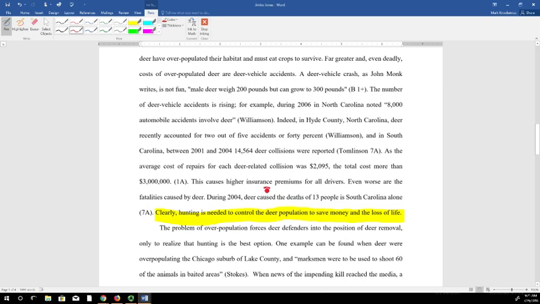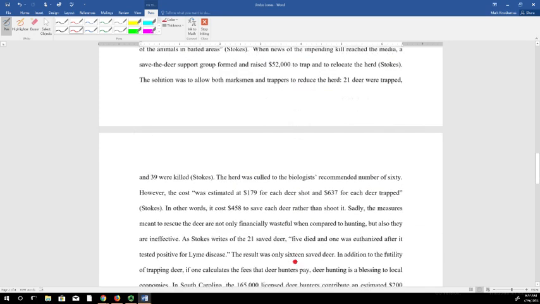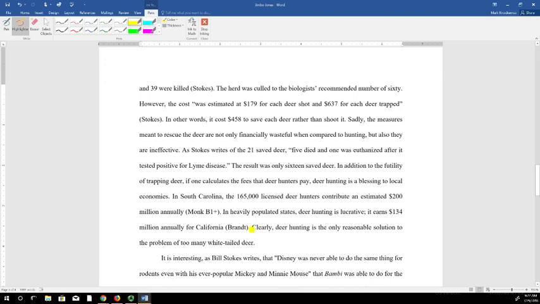So again, this is the same thing, my concluding sentence here. I'm restating my topic sentence and driving home my argument, which is what? How do we control the deer population? Hunt them, shoot them. This is how we argue. We can look at the concluding sentence of the next body paragraph. Clearly, deer hunting is the only reasonable solution to the problem of many white-tailed deer.